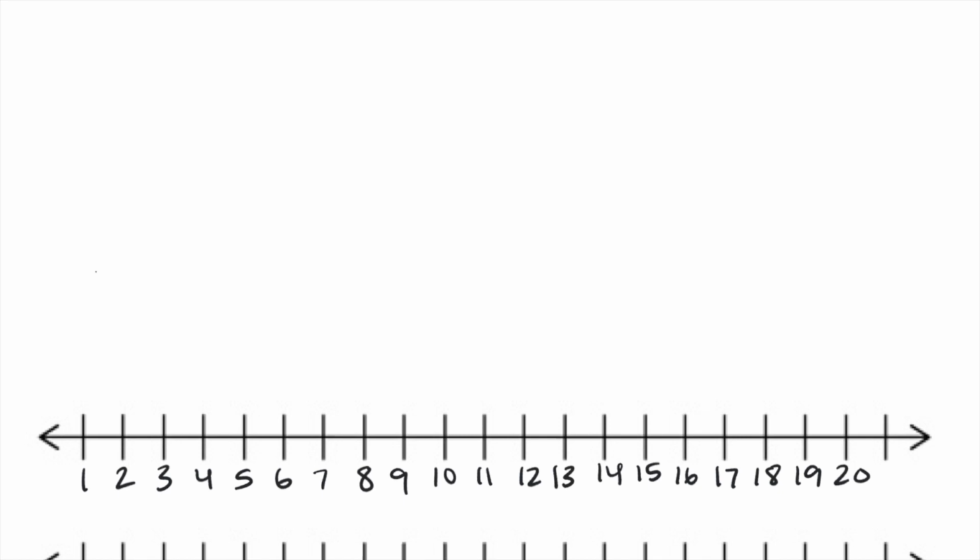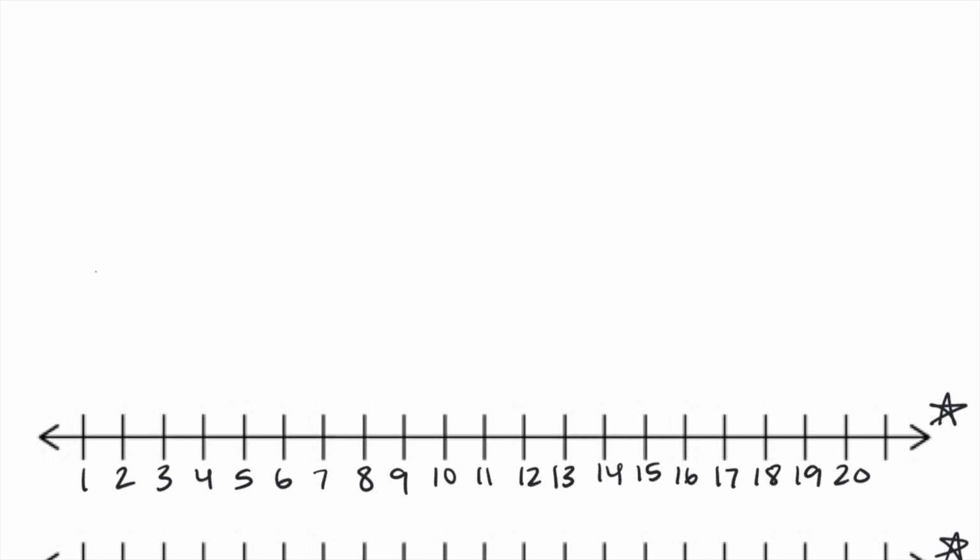So who remembers what this is called right here? What is this thing called? Number lines. So a number line helps us to see the order of numbers as they come in order. That's the important part, that we're showing the order that numbers are in the world.